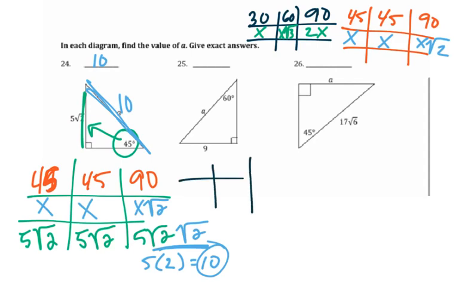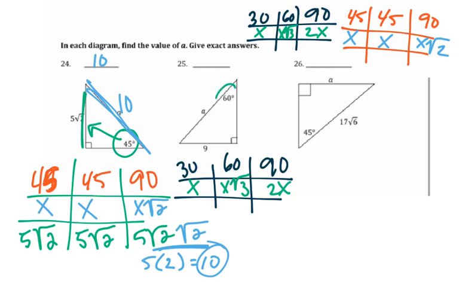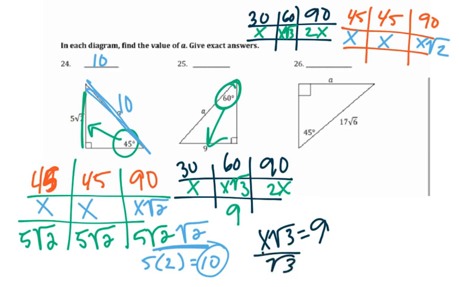Another one. These are all the hardest ones, of course. 30, 60, 90, x, x root 3, 2x. I have the 60, across from it is the number 9. So I make an equation that says the x root 3 side is the number 9. We solve for x by dividing by the square root of 3.